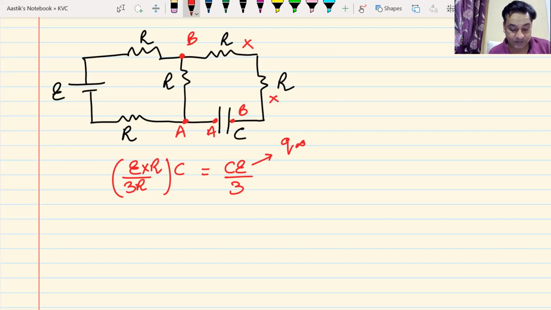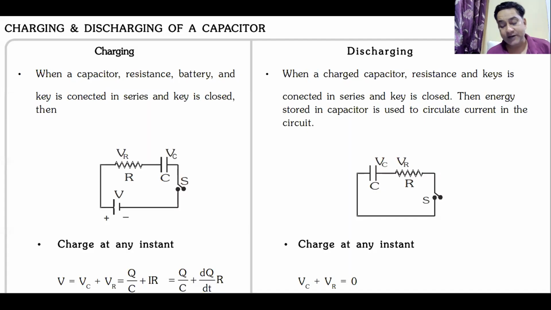Do you understand what I mean by transient state? What we have found out just now is the final charge on the capacitor, but in between 0 and infinity, the capacitor gets charged, and that process is known as the transient process. Your book might call it charging and discharging of the capacitor. Do we remember this? Yes, sir.